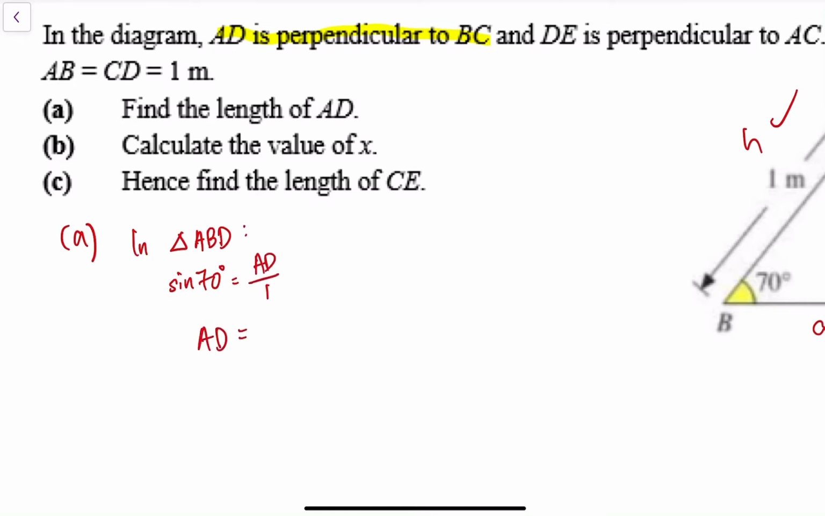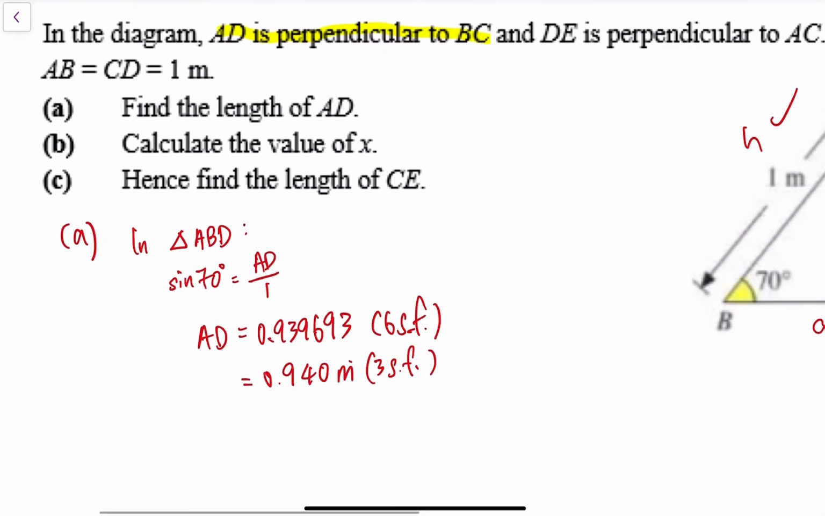So therefore AD is just equal to sine 70 degrees, which will give you 0.9399693, 6 SF. I round it off. My final answer is 0.940 meter, 3 significant figures. I'm keeping 6 SF. Actually 5 is enough, right? Yeah, 5 SF is enough actually. So 1, 2, 3, 4, 5. So I keep 5 SF for the next question.